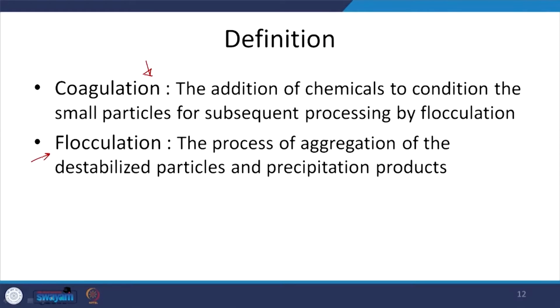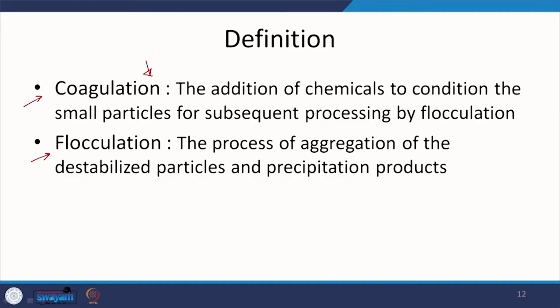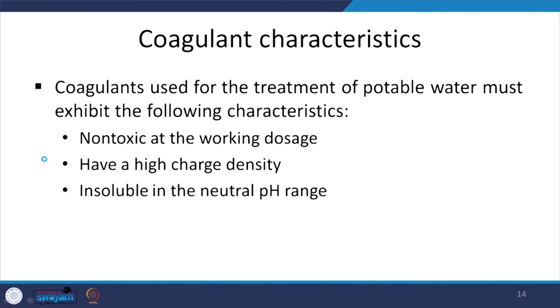And flocculation, the process of aggregation of the destabilized particles, as in now these particles are not stable, they are relatively unstable, right, and they can come together and form flocks, and that is what we call flocculation. Here we are destabilizing the particles, here we are talking about the particles coming together and forming flocks. Yes. So, coagulation theory, typically we talk about DLVO theory based upon the people who proposed it. So, before we go further, looks like we are going to look at the coagulant characteristics.